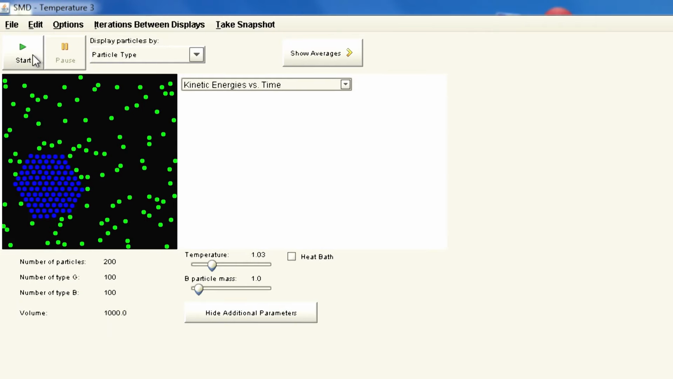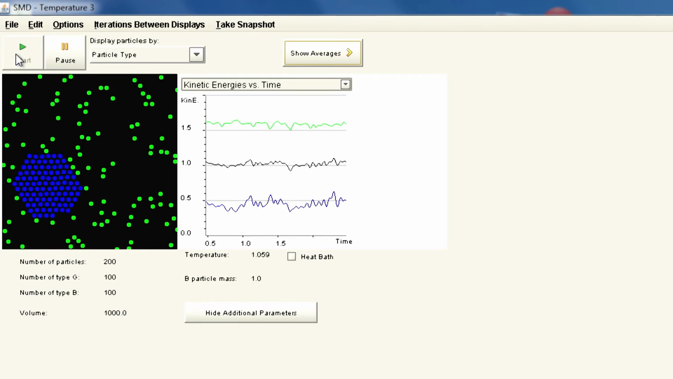So, we are going to start in this case, and what I want you to observe is kinetic energy versus time. What you will see is the kinetic energy of the green particles, the kinetic energy of the red and blue particles, and how they start with different temperatures, and with the first law and the zeroth law of thermodynamics, the temperature will become an equilibrium situation. So, let us start with that.